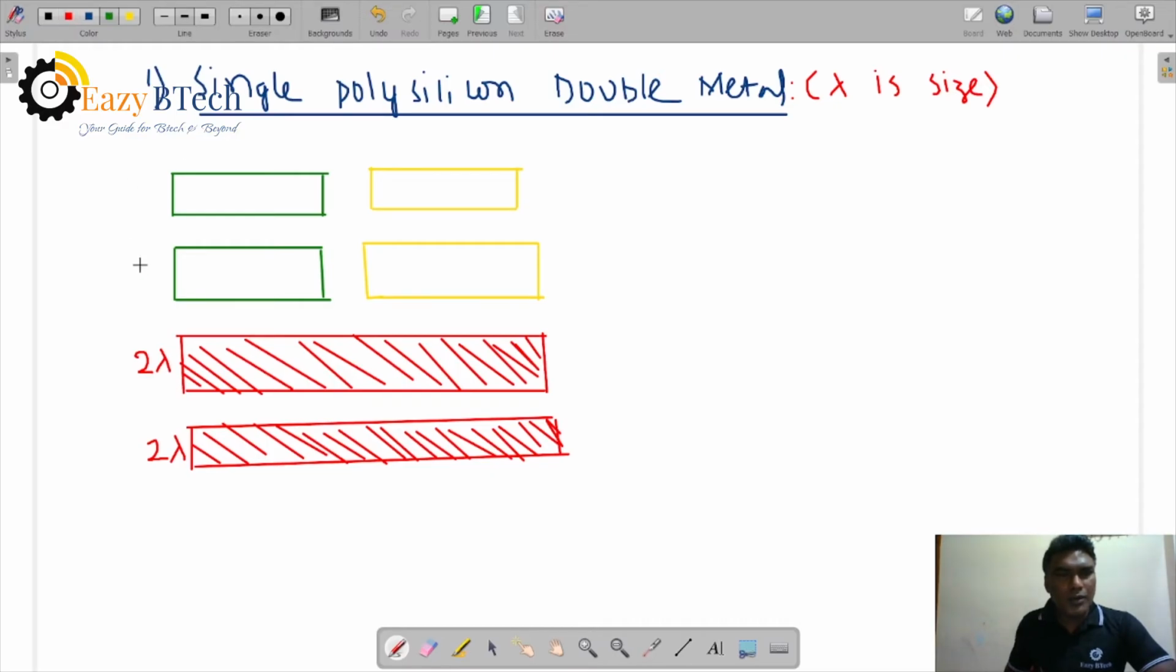And diffusion also is 2 lambda. 2 lambda means length 2 lambda, width 2 lambda. This is also 2 lambda, length 2 lambda, width 2 lambda, right?